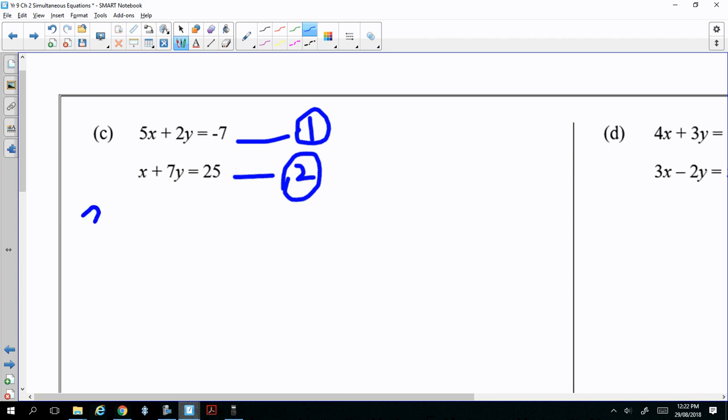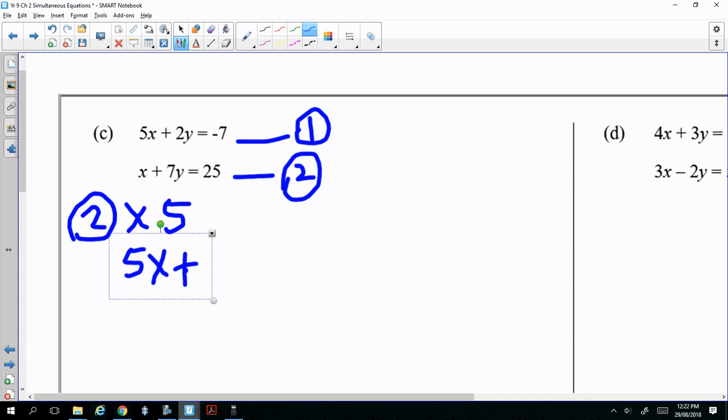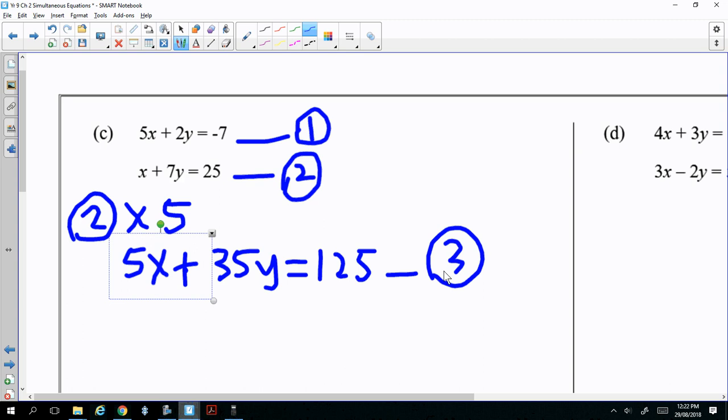Now, if I multiply 2 by 5, what do I get? You get 5x plus 35y equal to 125. We call this the new equation. Yes, like the one with the bananas. And then I'm going to write 1 underneath.